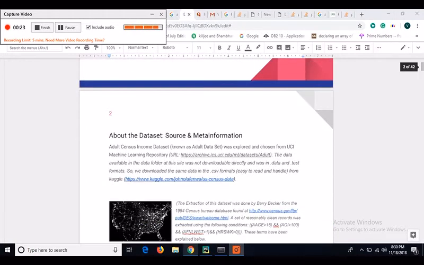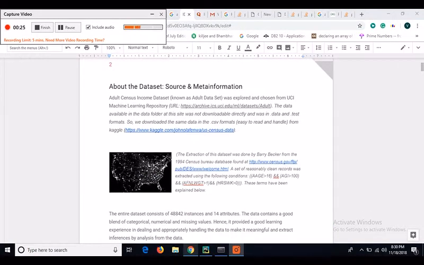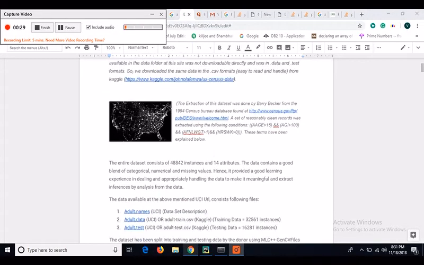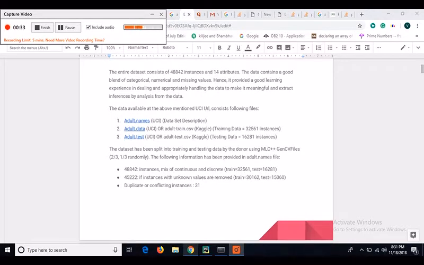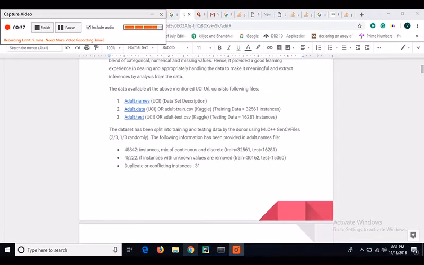The dataset that we have chosen has been downloaded from the UCI repository, and it consists of three files. One is adult.names, which consists of the description of the dataset, adult.data, which consists of the train data, and adult.test, which consists of the test data.